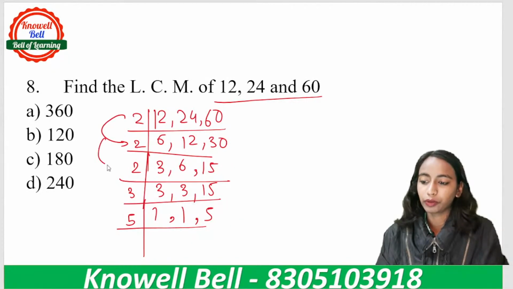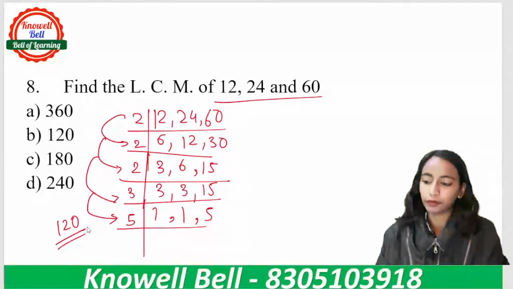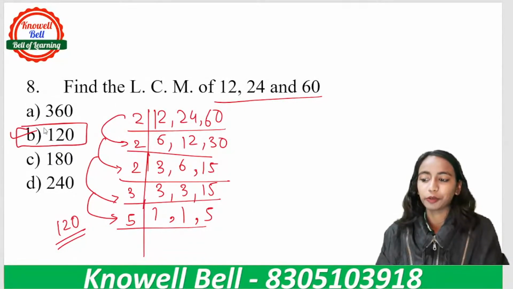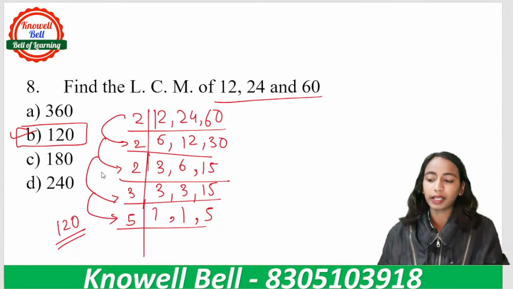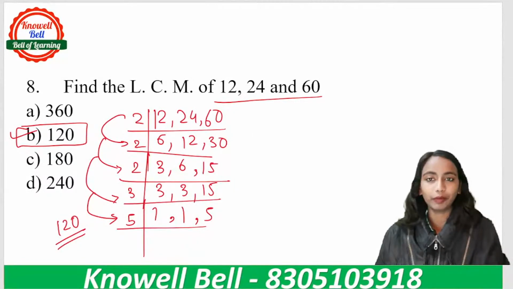2 twos are 4, 4 twos are 8, 8 threes are 24. 24 into 5 would be 120. What will be the answer? Our answer for the question will be option B, 120. So the right answer we will mark is option B, 120.